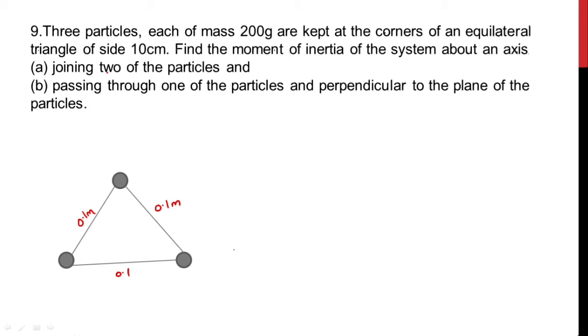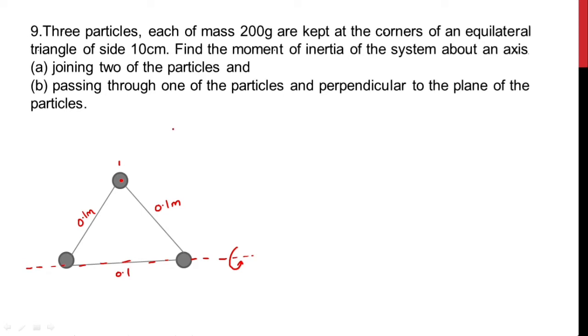Where is the first one? Joining two of the particles. So you can imagine one axis is passing through the two particles. This is one of the axes. If this is the axis of rotation, this particle, say particle 1, will rotate about this axis.